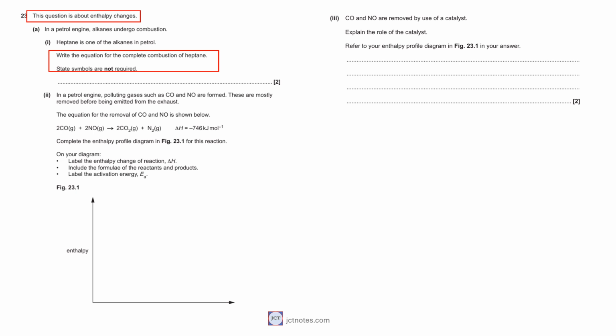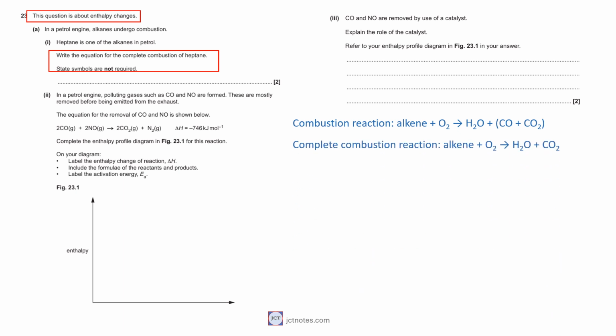In a combustion reaction, the alkane reacts with oxygen to produce water and carbon dioxide or carbon monoxide, depending on the amount of oxygen present. In the case of complete combustion, there is enough oxygen to form carbon dioxide. In the case of heptane, 1 mole of heptane reacts with 11 of oxygen to produce 7 moles of carbon dioxide and 8 of water.